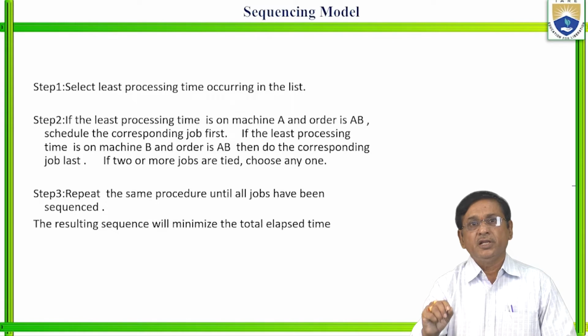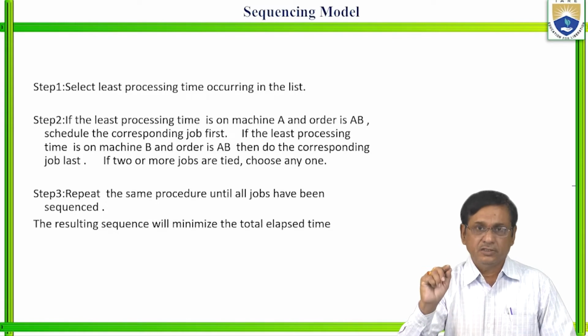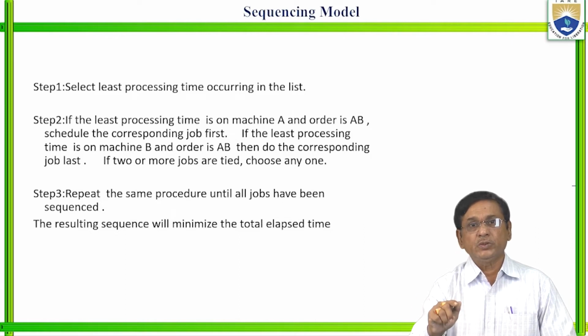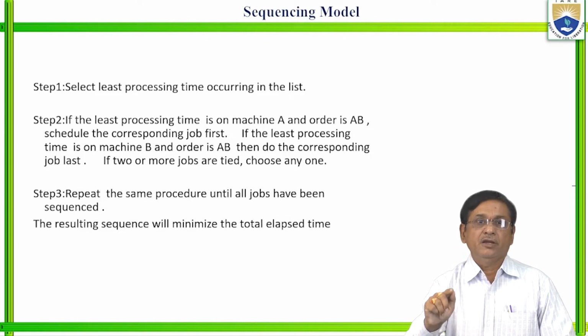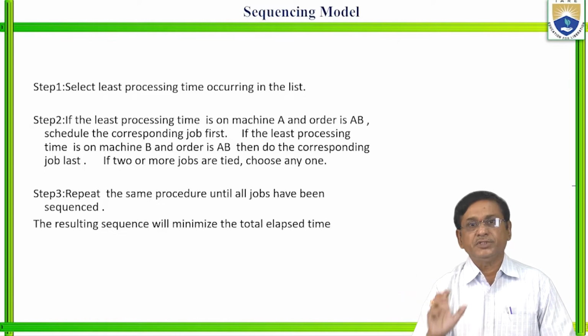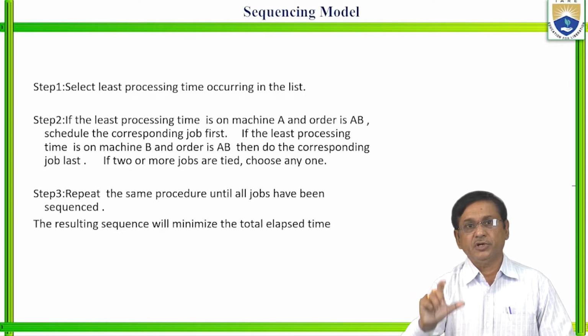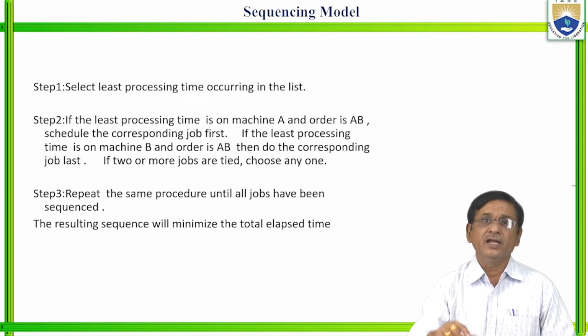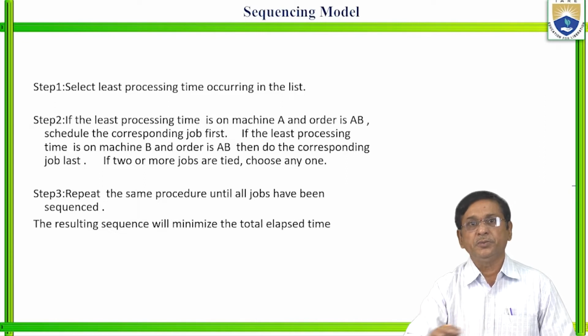Suppose the least processing time is for job 1 and the order is AB, then we have to do the first job on machine A. Suppose the least processing time is on machine B, that should be done at the end. We have to repeat the same procedure until all the jobs are sequenced.